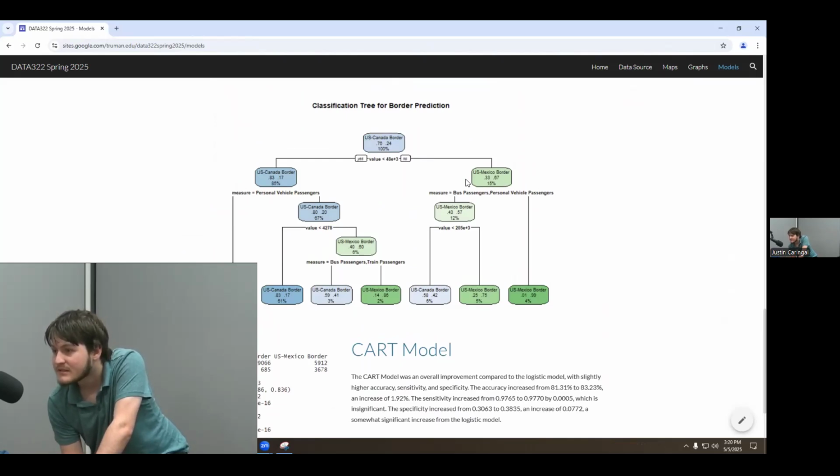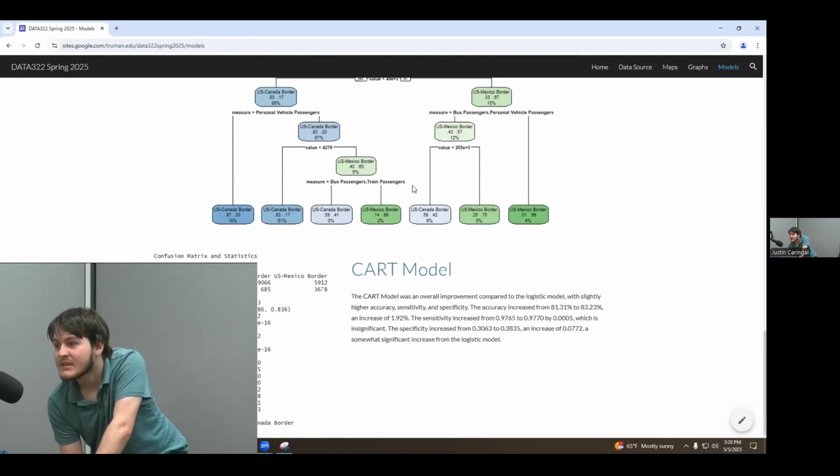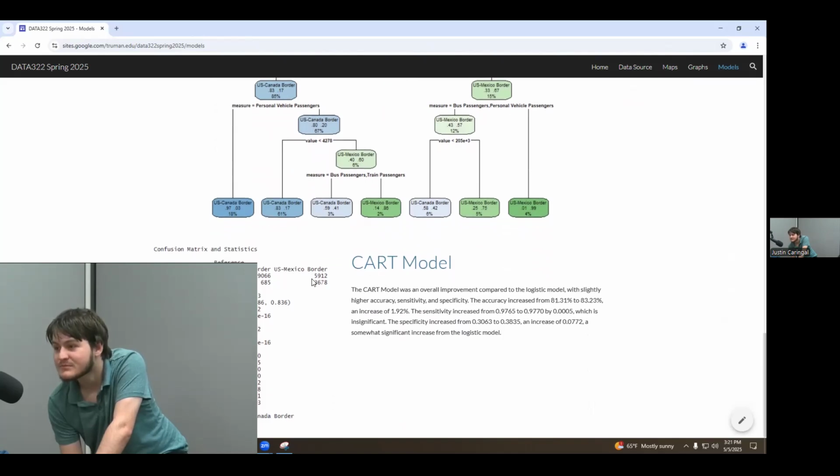For example, people who cross from a bus are a lot more likely to be from the Mexican border, it looks like. Yeah. The CART model was significantly more precise than the logistic model, and it was also slightly more accurate. There was a very insignificant difference in sensitivity, but they were mostly very similar.